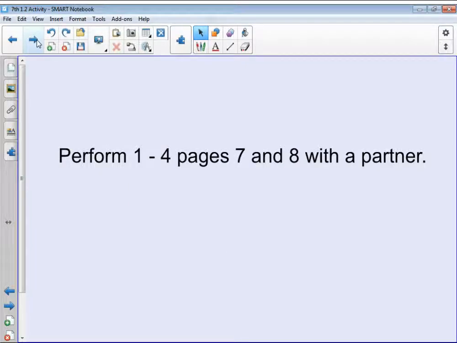Why don't you go ahead and do problems 1 through 4 on pages 7 and 8. If you want to work with a partner, you may. Otherwise, you may go ahead and work on that on your own. And you can pause the video. I'm not going to go through those 4. Those 4 would be ones that you would need to see me about on the answers.